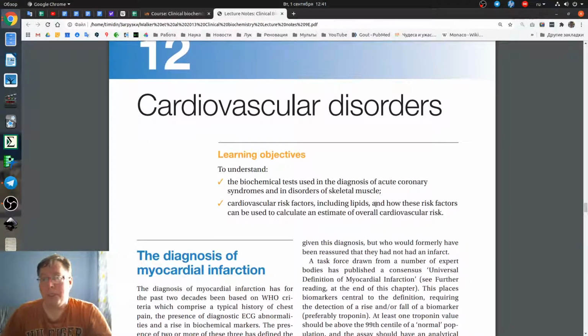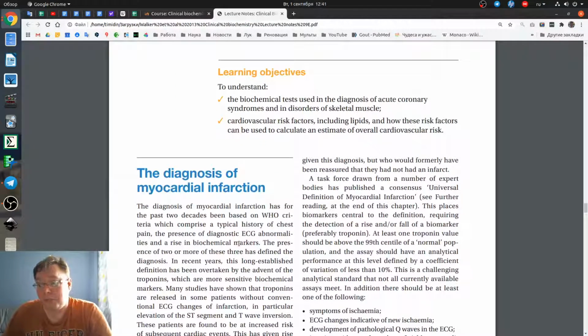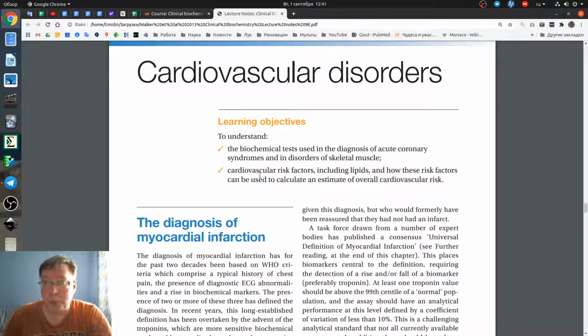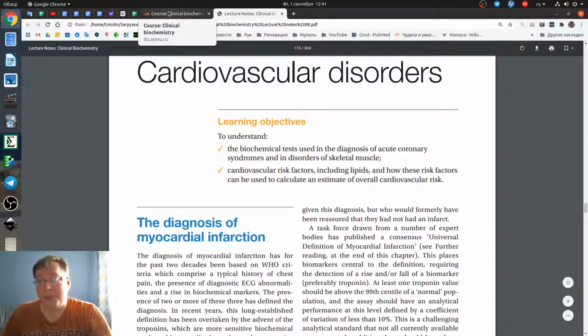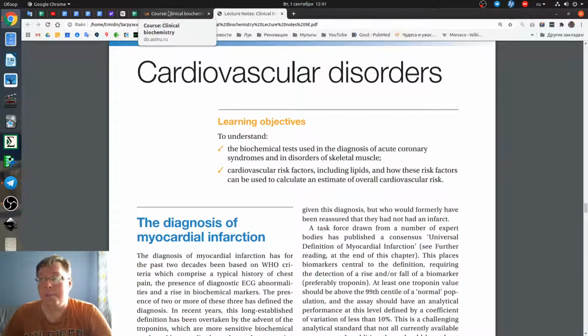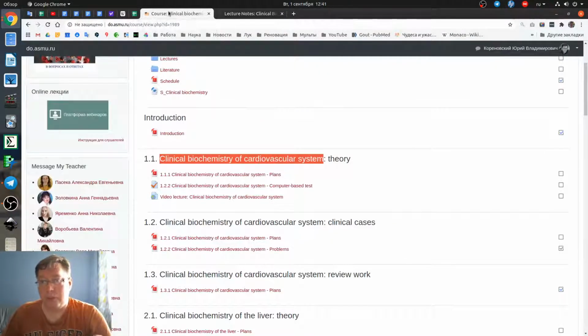Cardiovascular disorders. You have to read approximately 20 to 30 pages of theoretical information, and you may understand clinical biochemistry, the principles of clinical biochemistry, in this case of cardiovascular disorders. This is the main and primary source of information, books.